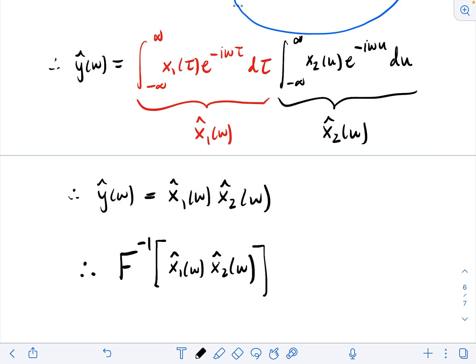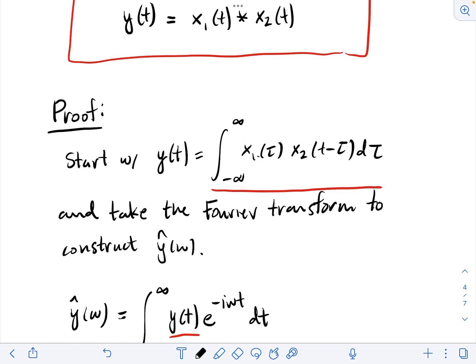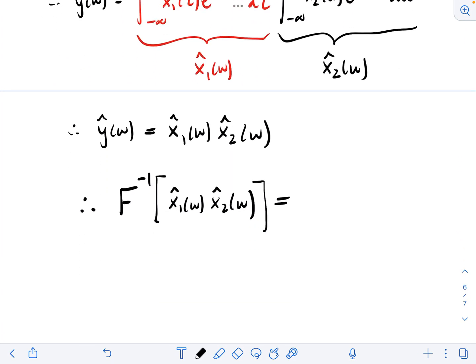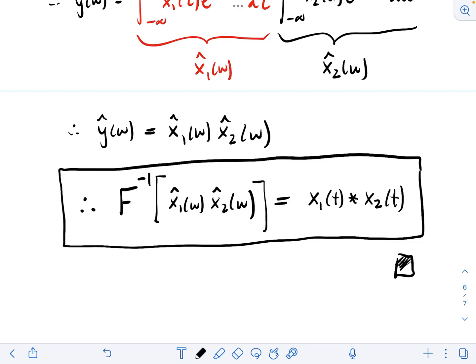But now let's go back and look at what y of t was. y of t was defined originally to be the convolution of x1 and x2. And so what we have then is x1 of t convolved with x2 of t. And so that is equivalent to our convolution theorem. So what it says is if you have a product of functions of omega and you take the inverse Fourier transform, you'll get the convolution of x1 of t and x2 of t.